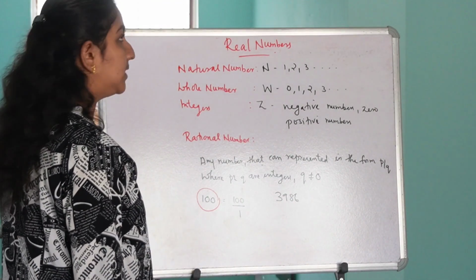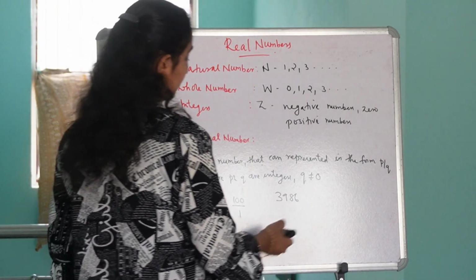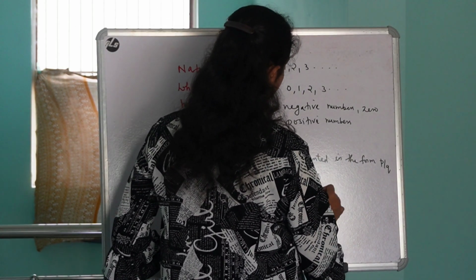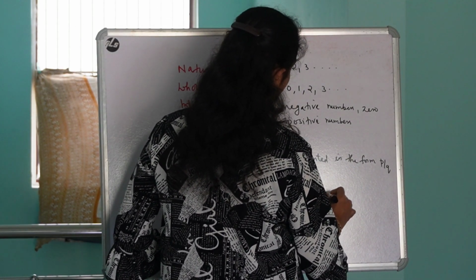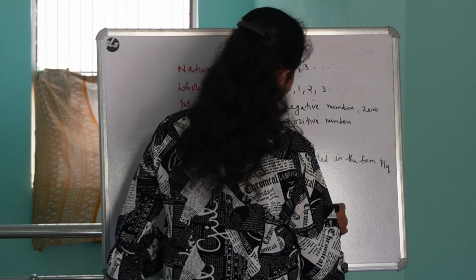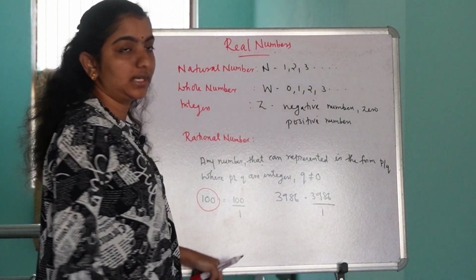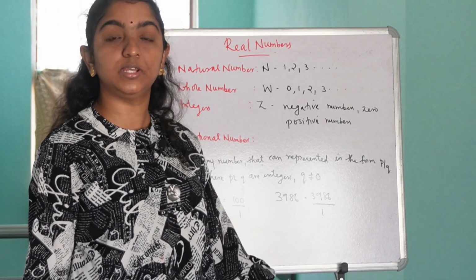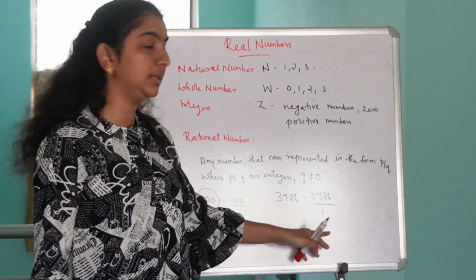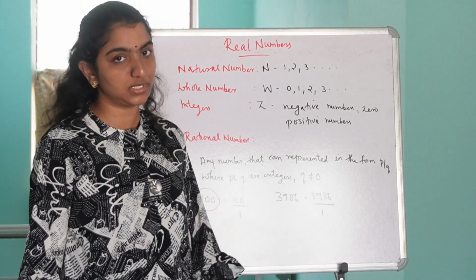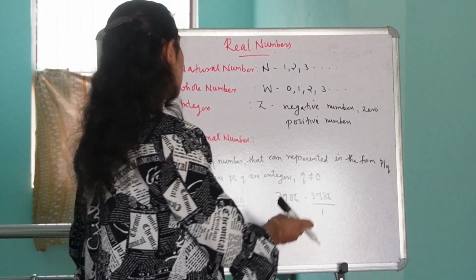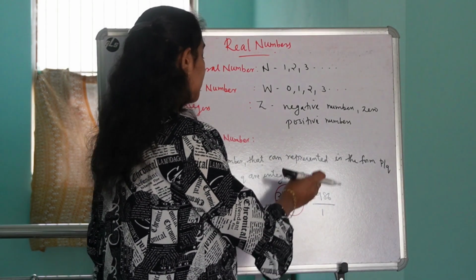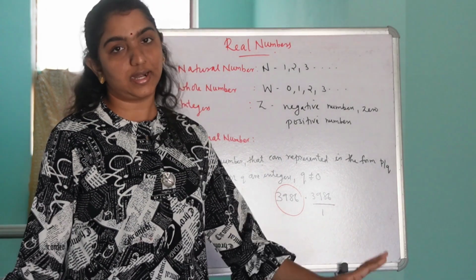3986. So can we write the number 3986 in the form p by q? Yes, we can write 3986 in the form p by q as 3986 by 1, where both of these numbers are integers and the denominator is not equal to 0. Is it clear, guys? So we can say the number 3986 is also a rational number.